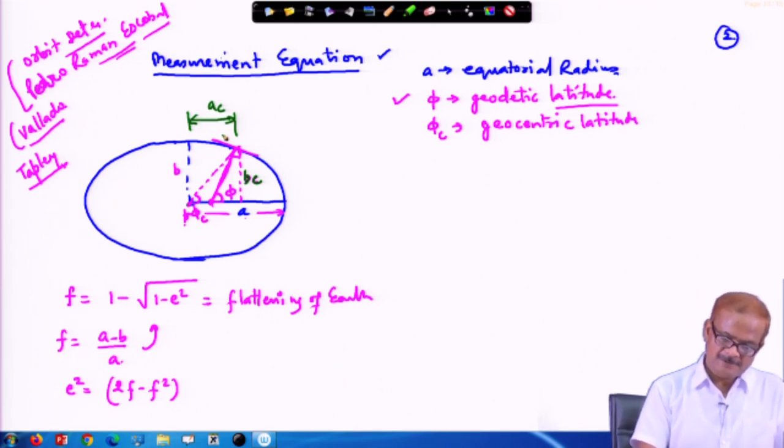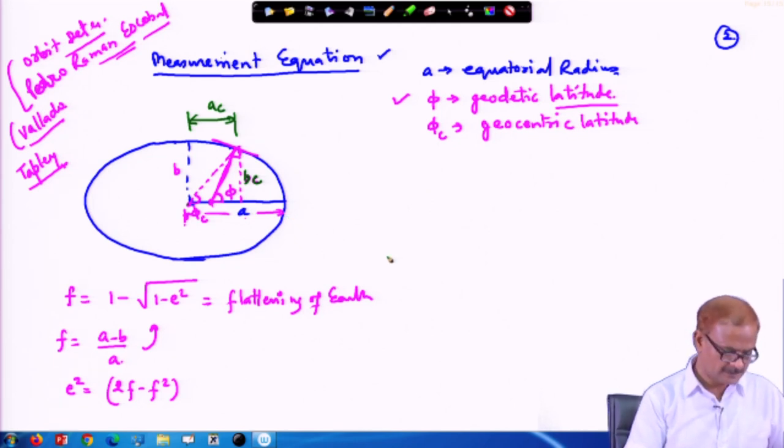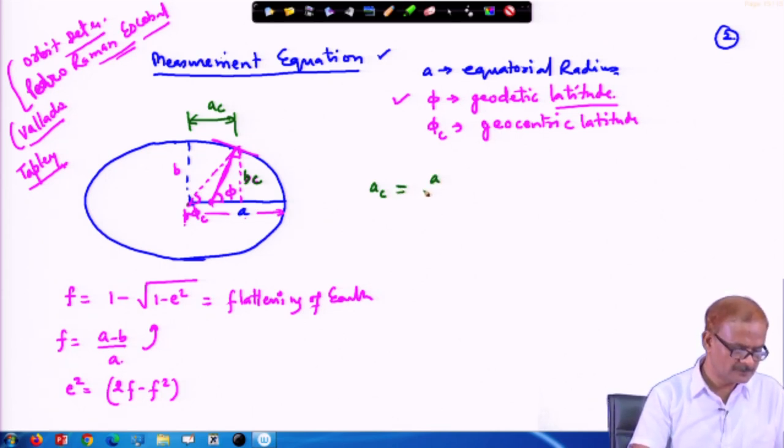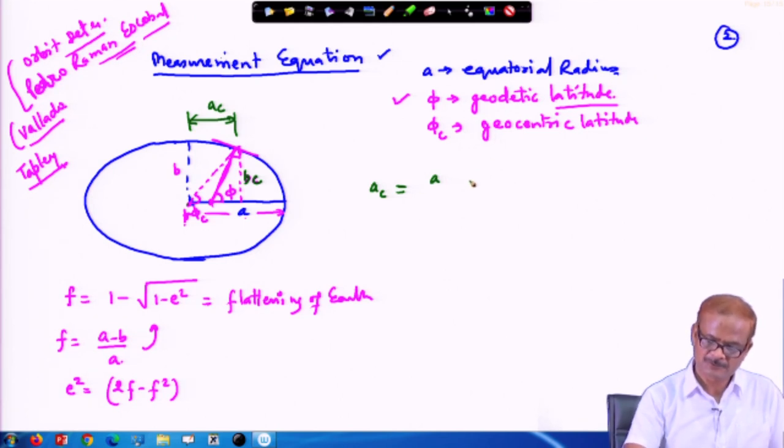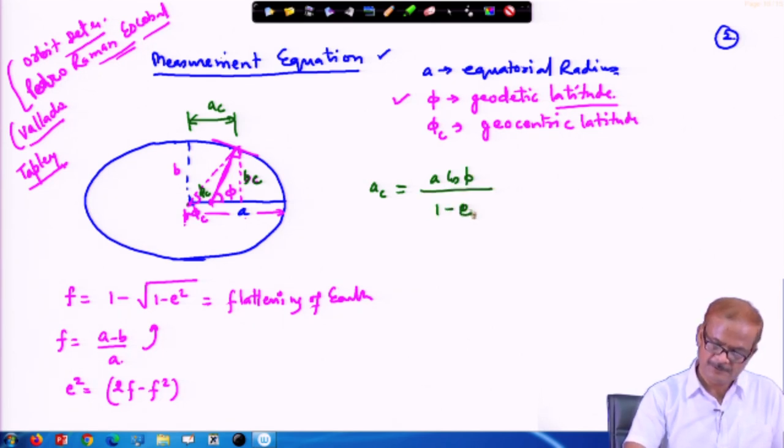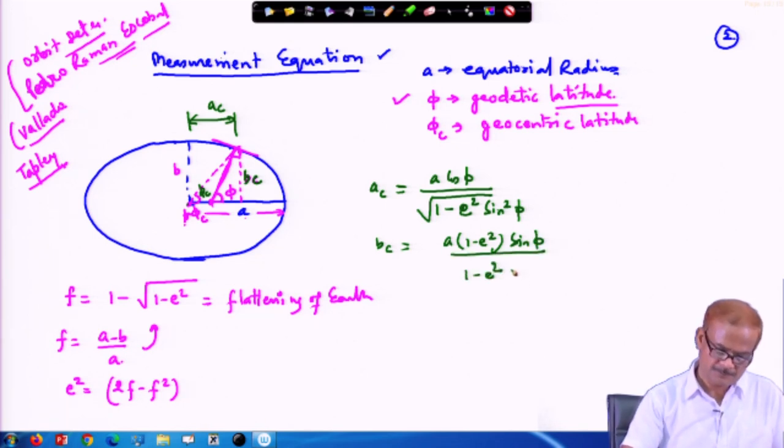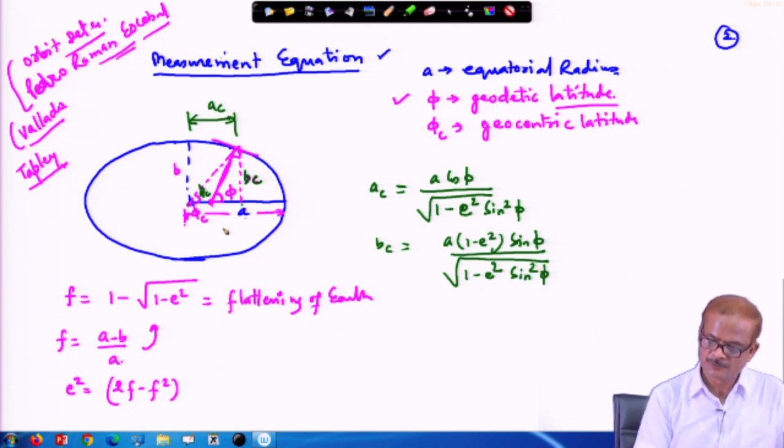So, therefore, if you look here, AC and BC can be written, and for that you have the equation: AC equals a cos phi divided by the square root of 1 minus e square sin square phi, and BC equals a times 1 minus e square times sin phi divided by the same square root. These are some of the details which I am not able to tell you here, because those many details cannot be accommodated in such a small lecture. So, this is your phi c. So, AC and BC are known.